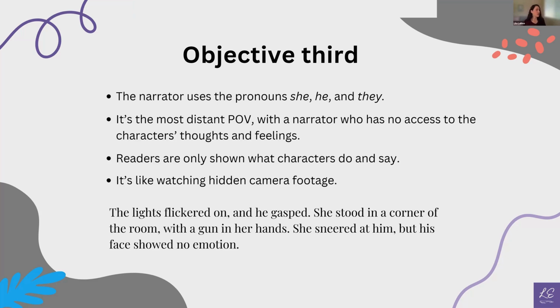The lights flickered on and he gasped. She stood in a corner of the room with a gun in her hands. She sneered at him, but his face showed no emotion. So you see everything in those sentences we can see or hear on a screen. We're not knowing what they're feeling or thinking.